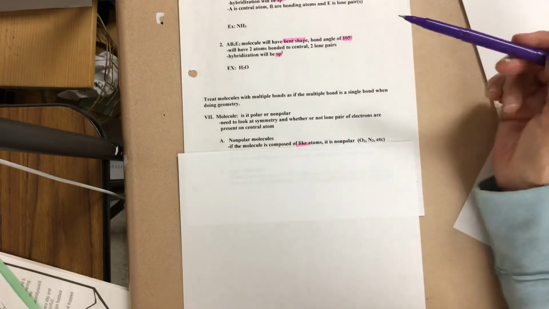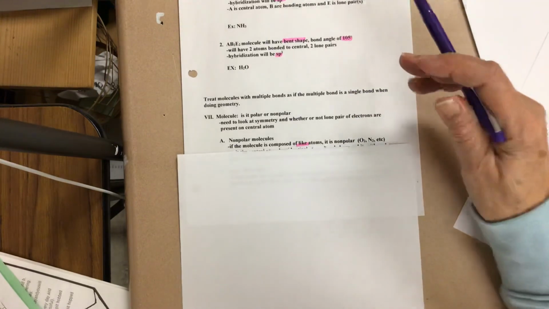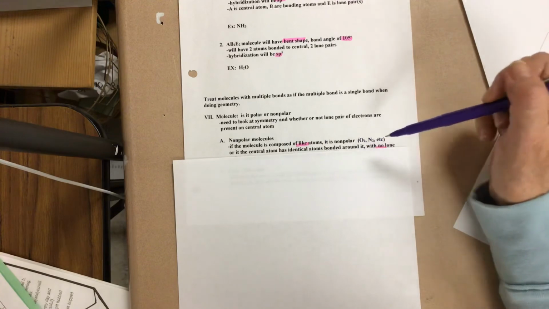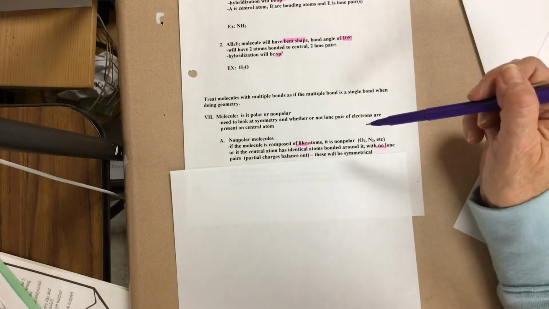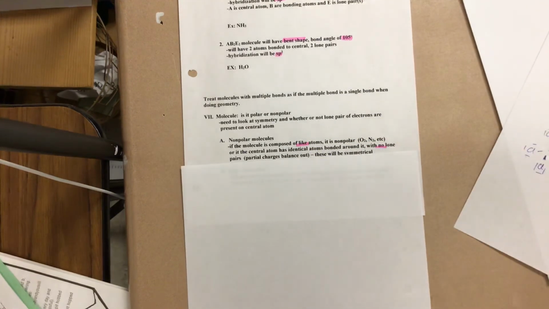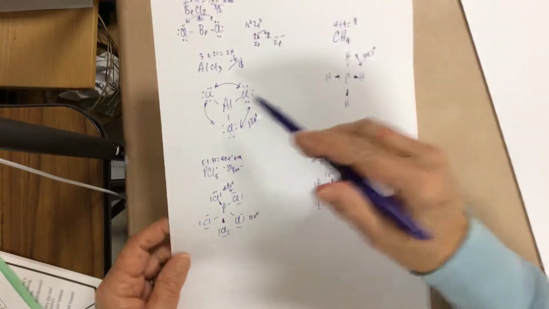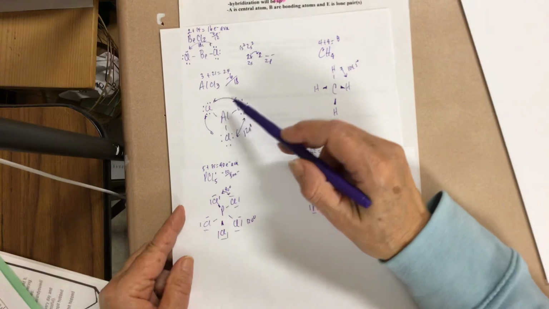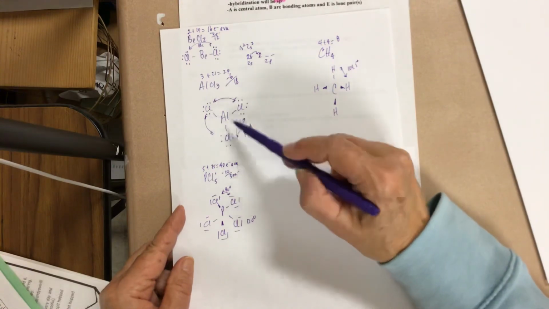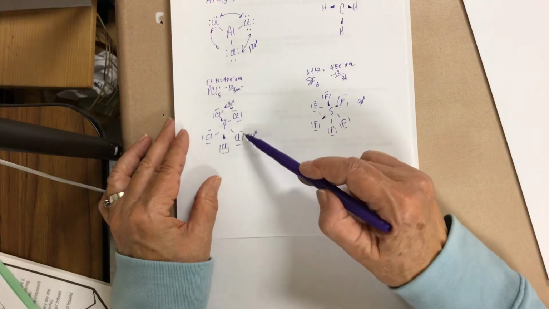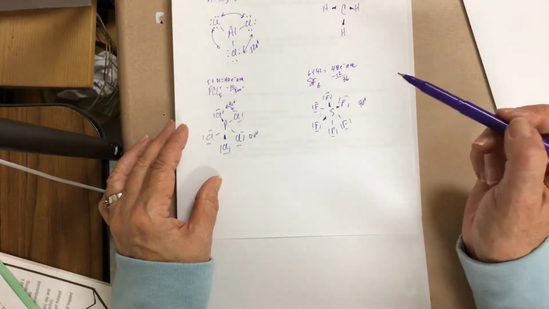So O2, N2, F2, CO2: nonpolar. Or if the central atom has identical atoms bonded to it and no lone pairs, because your partial charges will balance out. So these would be symmetrical. For instance, there are no lone pairs on aluminum here in AlCl3. These are all identical, so we would say it's nonpolar. No lone pairs on phosphorus here. These are all identical, so it is nonpolar. The same here, the same here.